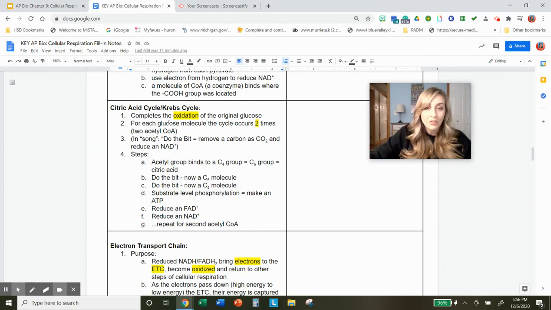All right, so from our glucose molecule, the cycle occurs 2 times. Okay, there is a song that goes along with this. We're not going to worry about it. Okay, we move some molecules around. We build up a carbon molecule. We break it down. As we break it down, we collect those electrons to give to our energy carriers, which would be reducing FAD and NAD.